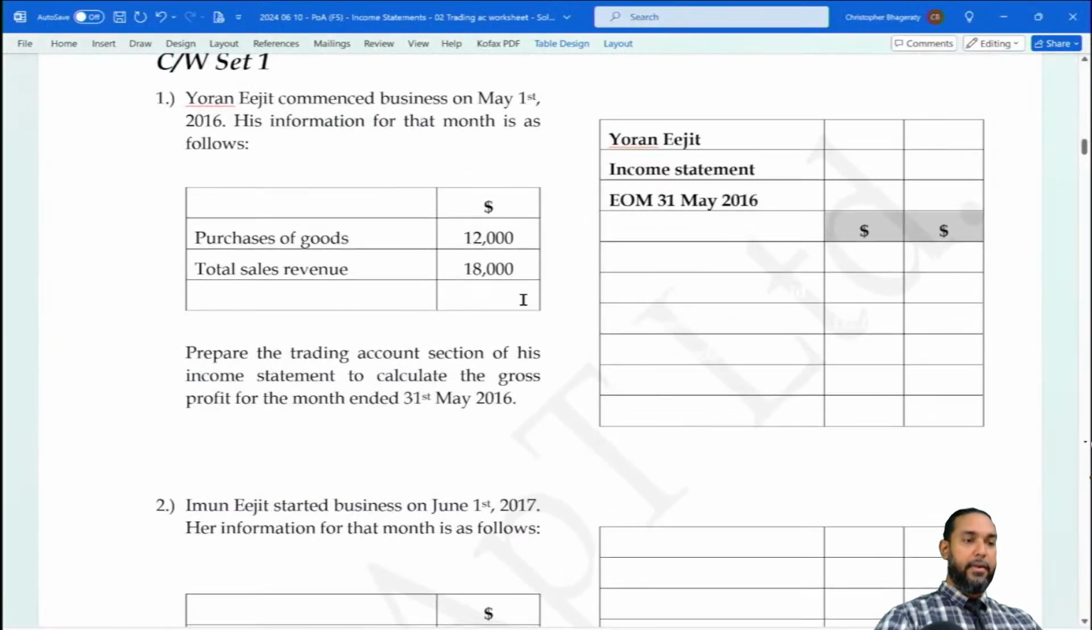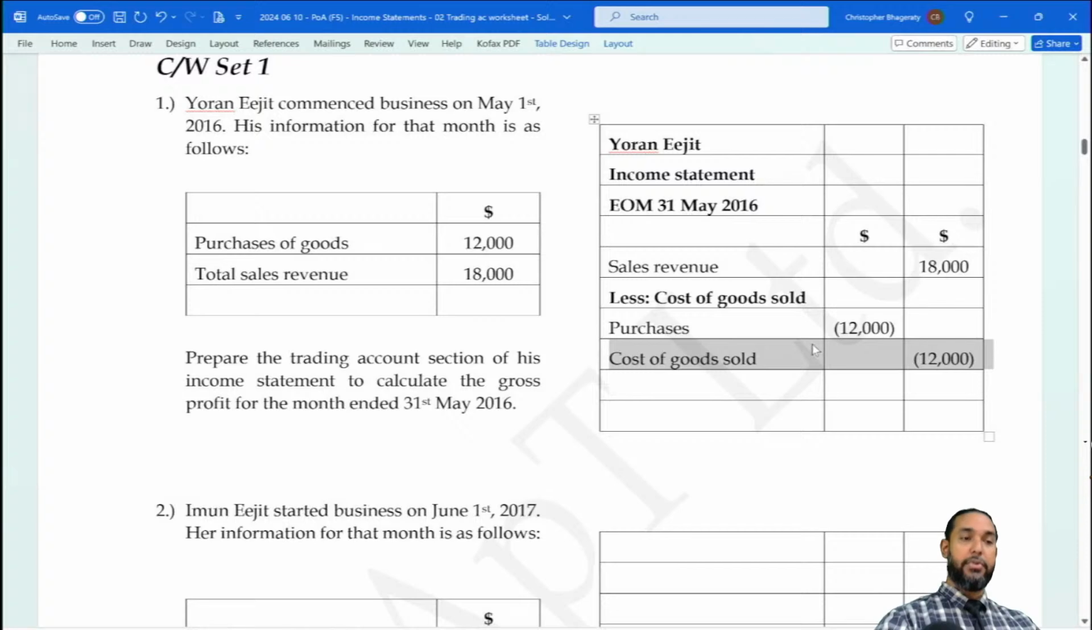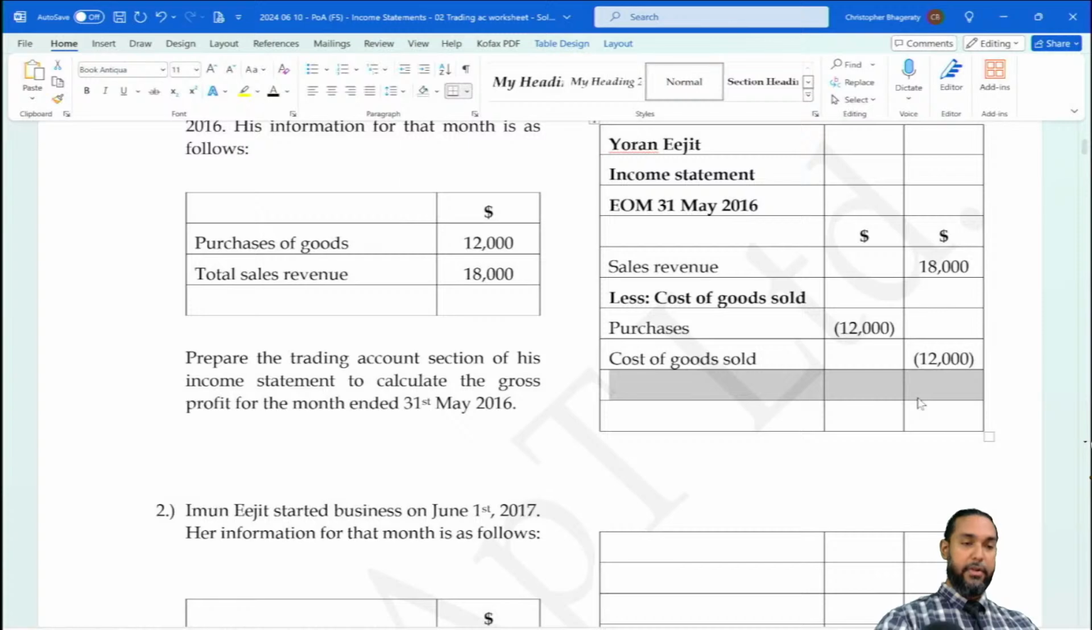Right, so of course we start off with the sales revenue, the revenue earned, which is the 18,000, and we minus the cost of the goods sold. We bought 12,000 worth, and we sold all 12,000. So this item is the money we made from selling this much worth of goods. We bought it for 12, sold it for 18, so we made a profit of how much? Of 6,000. Very good.